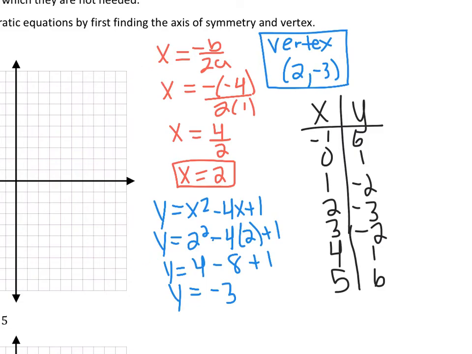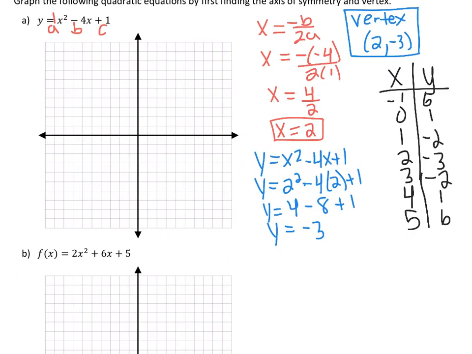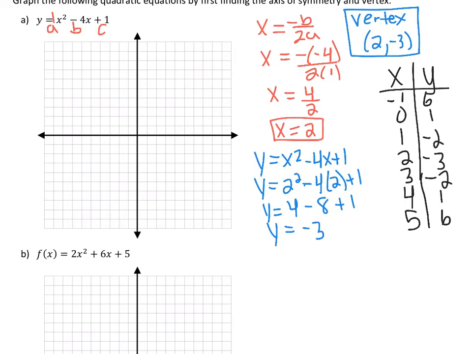So you go over to your graph. Let's plot the values we can. Negative 1, 6. 0, 1, 1, negative 2, 2, negative 3, 3, negative 2, 4, 1, and 5, 6. As best as you can, draw your parabola. Now we weren't given a specific interval, so we definitely want to put arrows on it. Again, there's no interval, so it needs arrows.